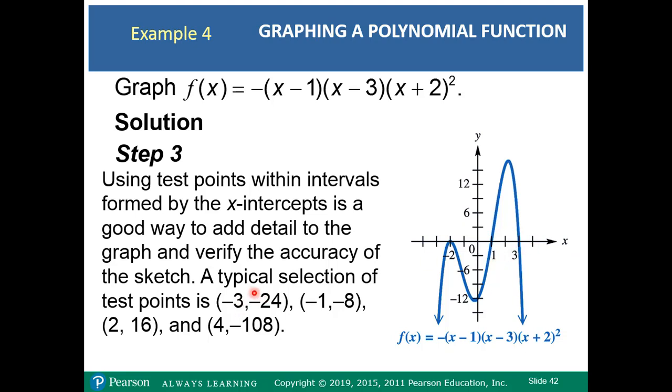Okay, and so the points that we get: at -3, it's negative, negative. So below the x-axis, below the x-axis. And then here it becomes positive, so we're above the x-axis. And then here it becomes negative again. So again, this confirms what we suspected.